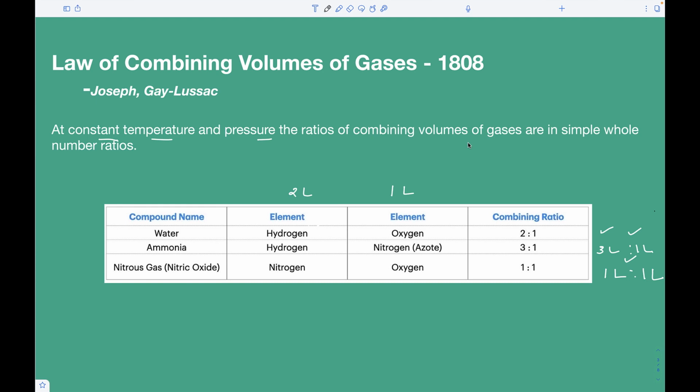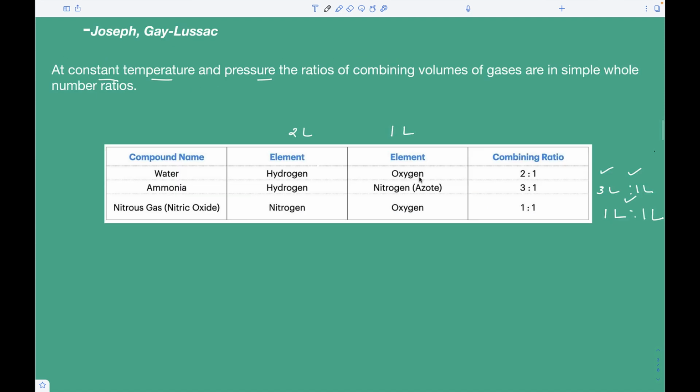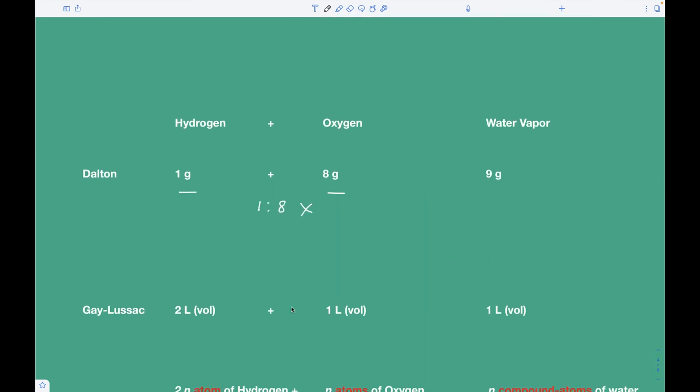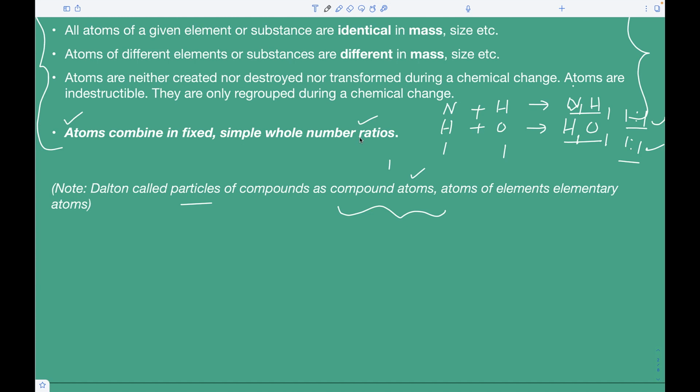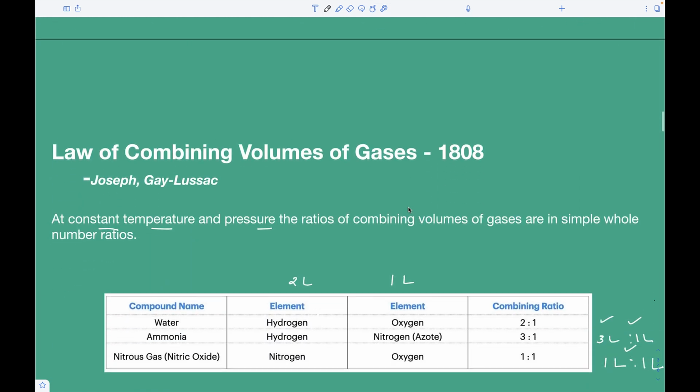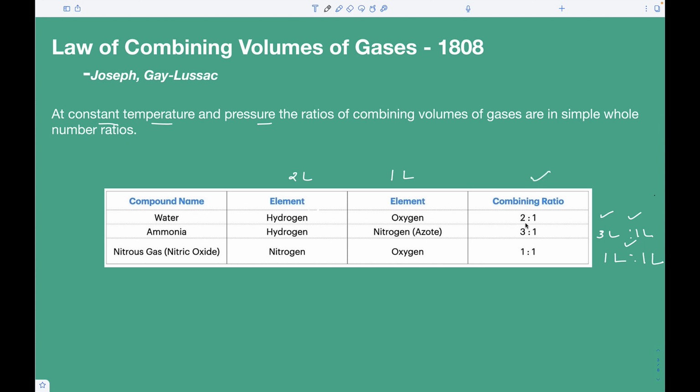But the interesting thing is, this is what Gay-Lussac proposed to John Dalton. See, you are measuring combining weights, and by no means your combining weights are simple whole number ratios. Ratios like 1 to 8, 3 to 7, etc. are not simple whole number ratios. But you insist that atoms combine in simple whole number ratios without any evidence. But now look at my combining volumes. Their ratio is a simple whole number ratio. Maybe this is what you are looking for. But John Dalton was too stubborn to accept this argument.